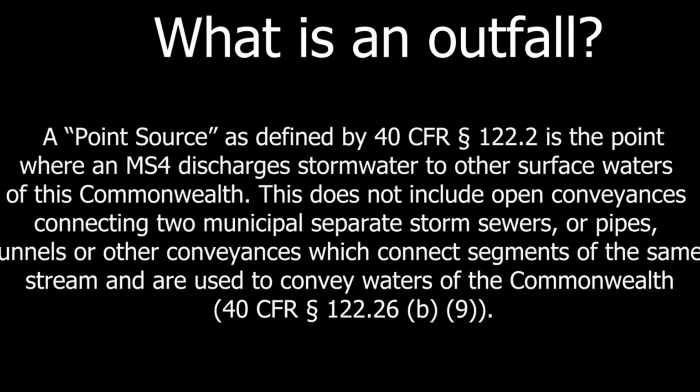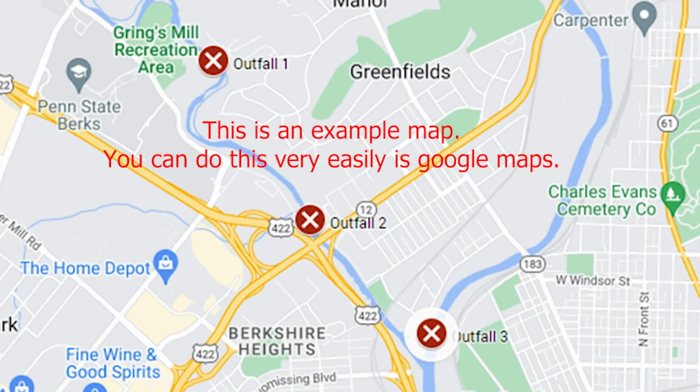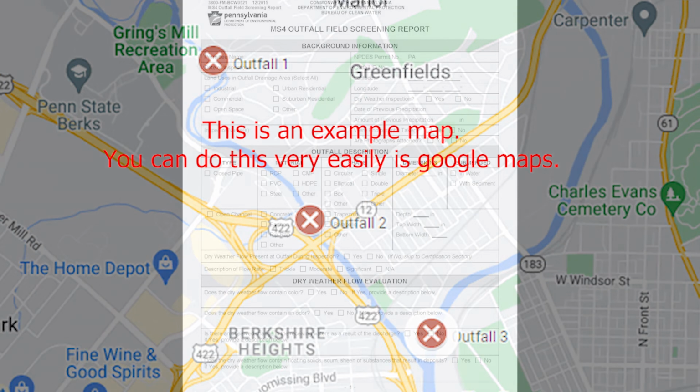This video concentrates on outfall inspections. What is an outfall? An outfall is a point source where stormwater is discharged directly into surface waters of Pennsylvania. According to the DEP, outfalls are required to be checked at least twice in the permit period and at least 40% of all outfalls inspected every year. You should also have a map made with all your outfall locations.